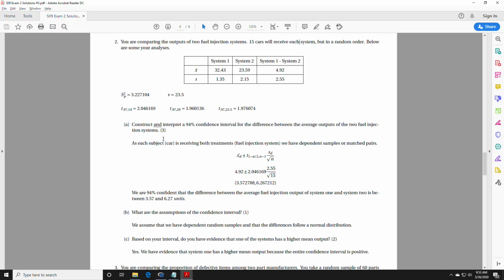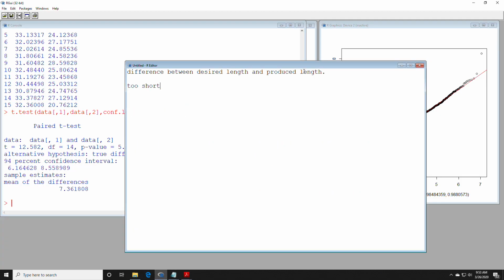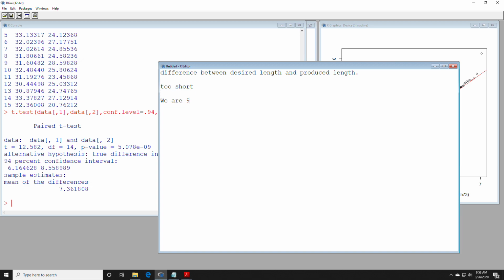So see what we're really talking about here. The average output of a fuel injection system. Right, we are 94% confident that the difference between the mean output of fuel injection system 1 and system 2, in that order, 1 minus 2, is between just around 6 and 8.5.